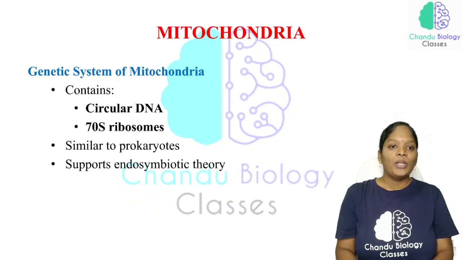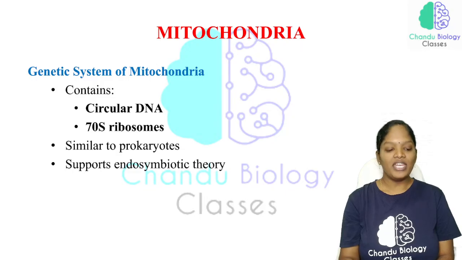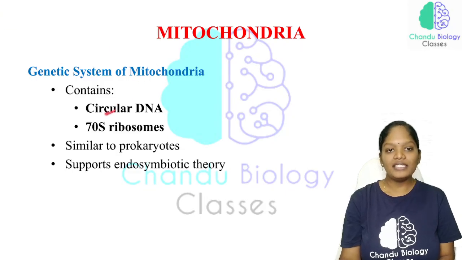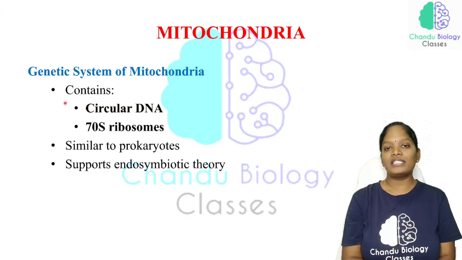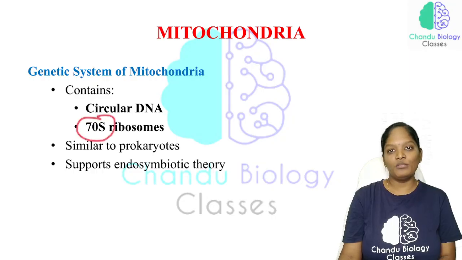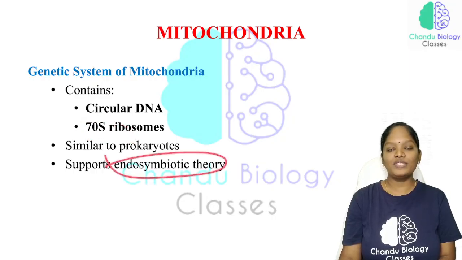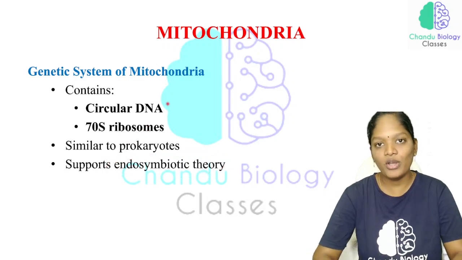Now, mitochondria with respect to the genetic systems. Okay, genetic systems, they are containing a circular DNA. As we have studied before, this mitochondria is having the circular DNA, and also they are having 70S ribosomes, just similar to the prokaryotes. Okay, supports the endosymbiotic theory. Just now we have recalled the endosymbiotic theory.